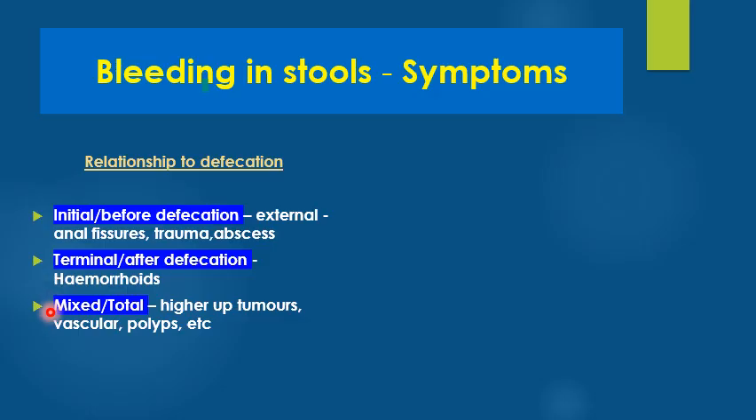And the last one, which is most common, is stools which are totally mixed with blood, and these are usually due to causes higher up in the colon and intestine, usually tumors, vascular dysplasias, angiodysplasias, polyps, and other forms of inflammation.